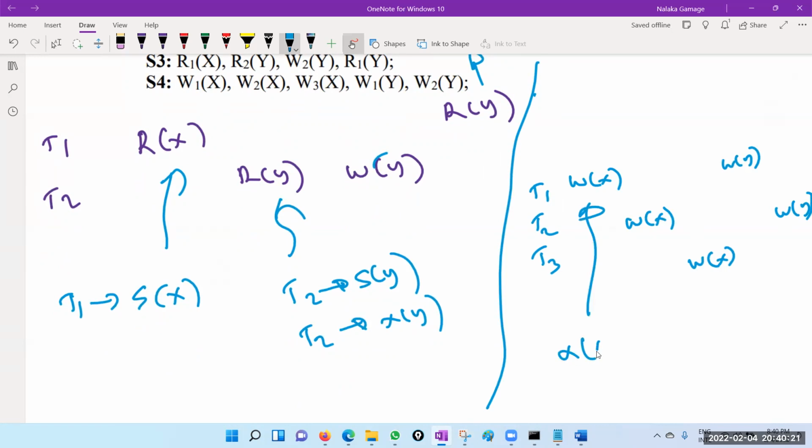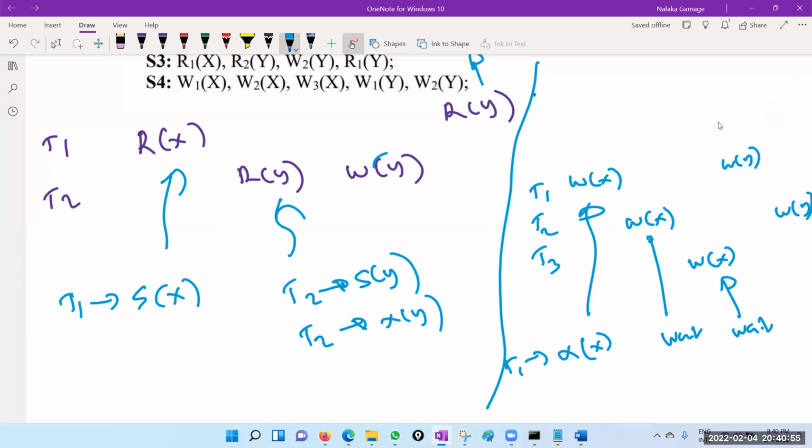Exclusive X is taken by transaction 1. Now it is waiting for transaction 1 to release it. Okay, so we have only X, right? Now Y is there. Last 2 are Y. So this is waiting. This one is also waiting because the exclusive lock is taken by transaction 1.